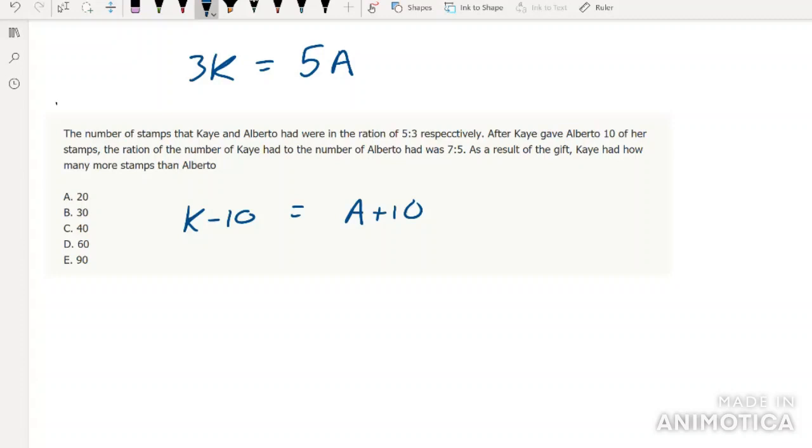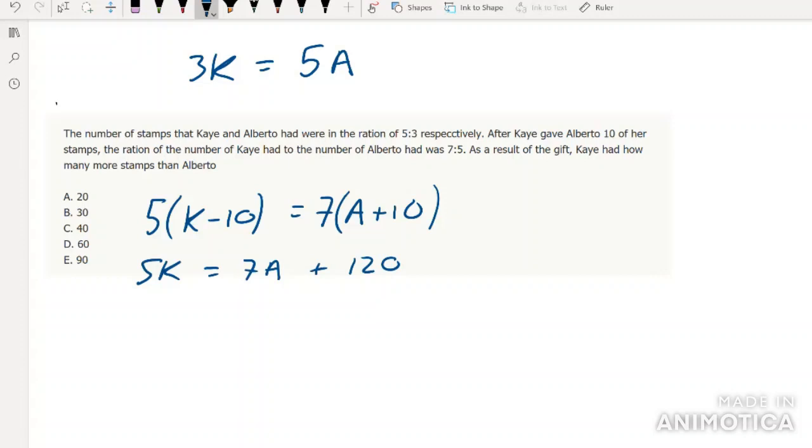So now again, Kay has more. So we want 5 lots of this is equal to 7 lots of this. As a result of the gift, Kay had how many more stamps than Alberto? Okay, so we want to know effectively what K and A are. To be honest, we have to solve this. So 5K equals 7A plus 120.